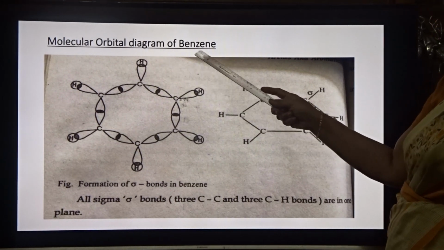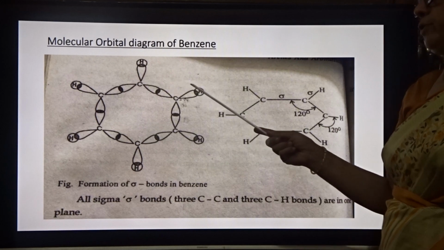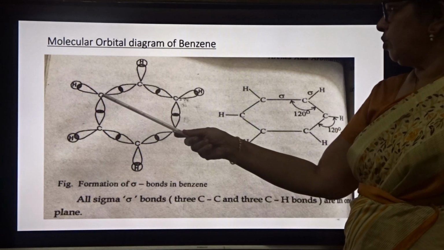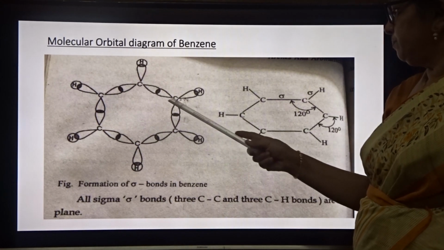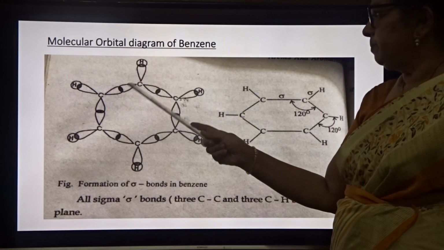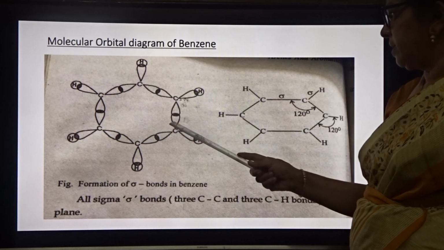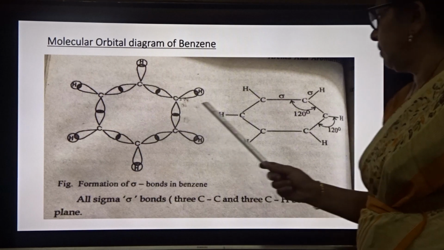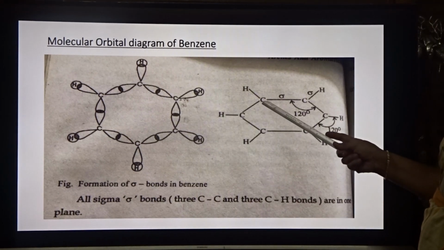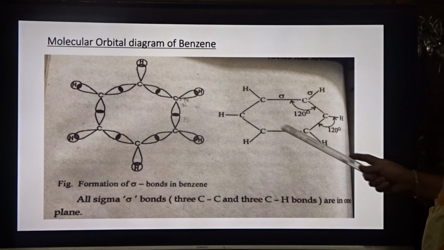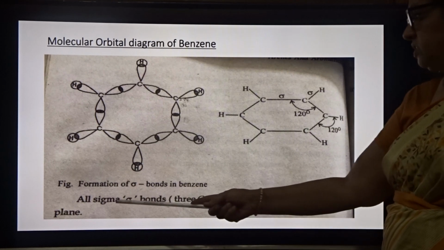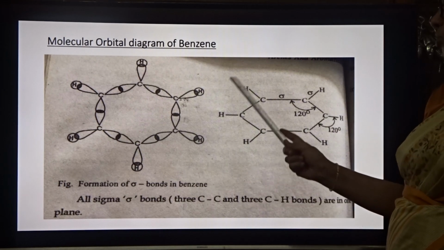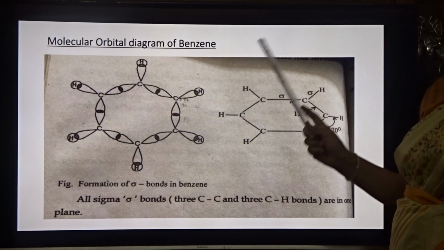Then the molecular orbital diagram of benzene. Benzene is sp2 hybridized, and in sp2 hybridization three hybrid orbitals are formed, as studied in Unit 1. So the formula is C6H6, with six carbons, and each carbon has three hybrid orbitals. The skeleton forms this way, and these are all sigma bonds, C-C sigma bonds: six in total. All six C-C sigma bonds and the three C-H bonds are in one plane.